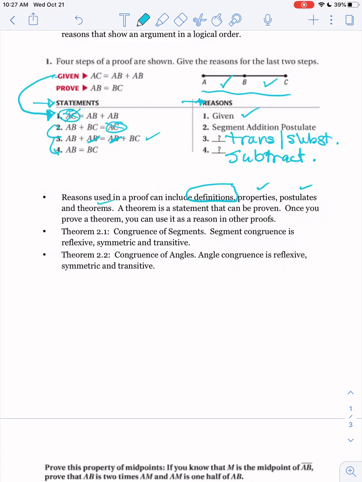A couple of theorems you want to make note of is that reflexive, symmetric, and transitive all work for congruence. We've only been using those for equations. Now we're going to say, hey, it also works if we use a congruent symbol. And the same thing for angles. We can use them in angles also, not just segments.